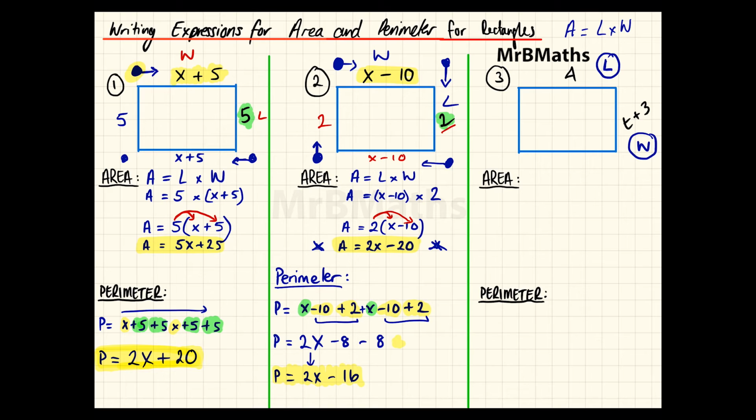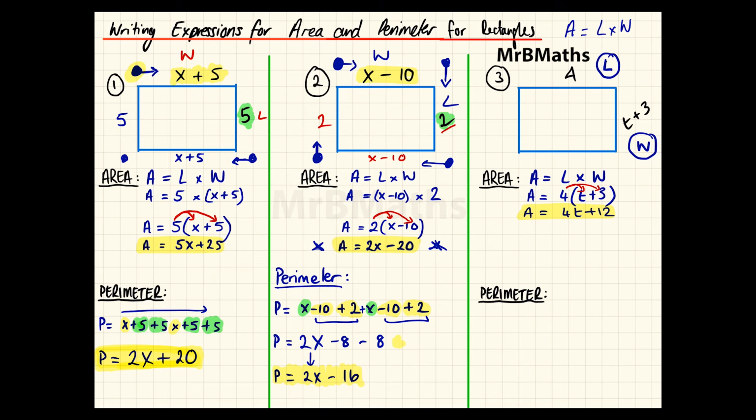So area equals length times width. Area equals 4, open bracket, t plus 3. I then expand. 4 times t is 4t. 4 times plus 3 is plus 12. So my expression for area for this particular rectangle is A equals 4t plus 12.